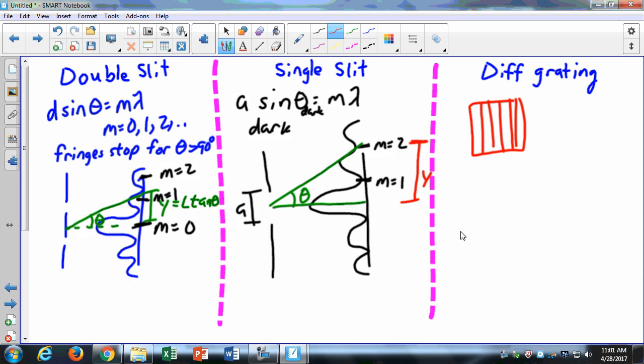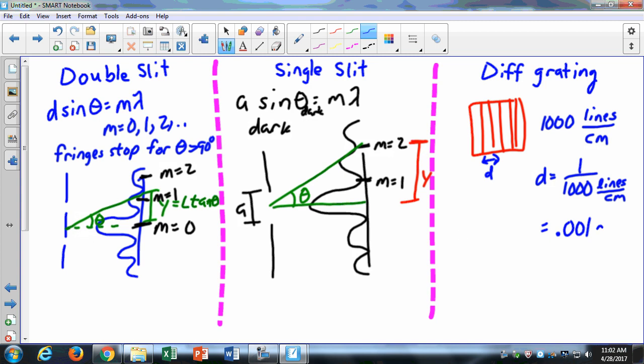You'll probably have a separate problem where I give you the number of slits per centimeter and you have to find the slit separation. So remember, we really want to know the distance between slits, but I give you the number of lines per centimeter. For example, 1,000 lines per centimeter. To find d, I just take the inverse of that. So that's 1 over 1,000, which would be 0.001 centimeters. And if you're working a problem, you'll have to convert that to meters. So be careful with that. Make sure that you do convert it to meters.